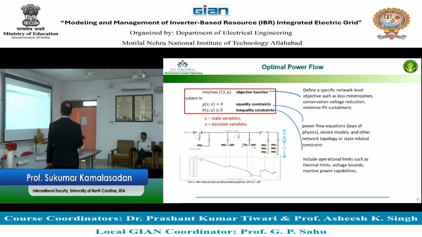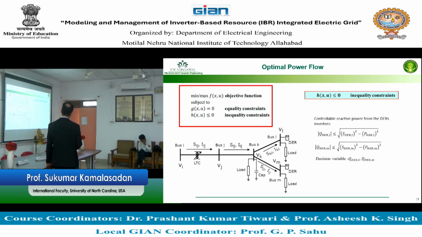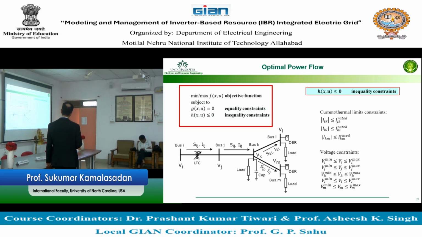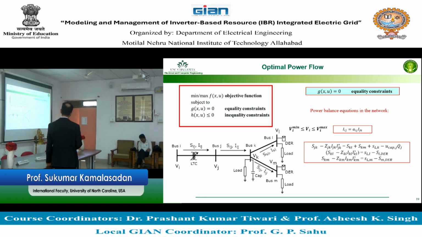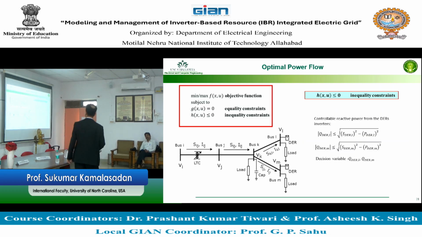So you can actually define specific objectives such as loss minimization, minimum PV curtailment. So this is how you cast the objective function for a specific problem. For the voltage, you do this, and the constraints, inequality, and the power balance constraint. Right. So all these equations you write. We'll try to write these equations in MATLAB or in some script, and then you'll be able to solve, and then you'll see how that goes.